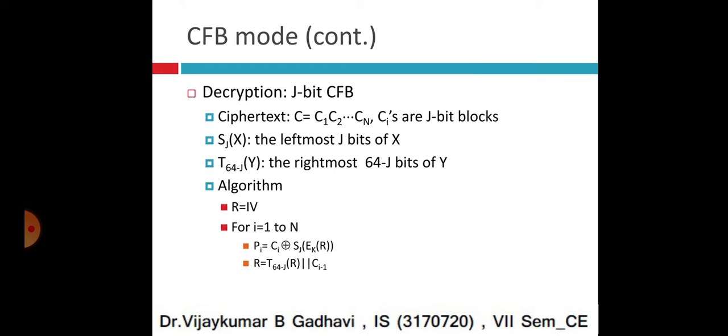Then for decryption, with ciphertext C1 to Ci, Sj is the leftmost j bits of x, then T 64 minus j is the rightmost 64 minus j bits, exactly the entire steps of encryption. We follow the same steps in the opposite order in this algorithm.